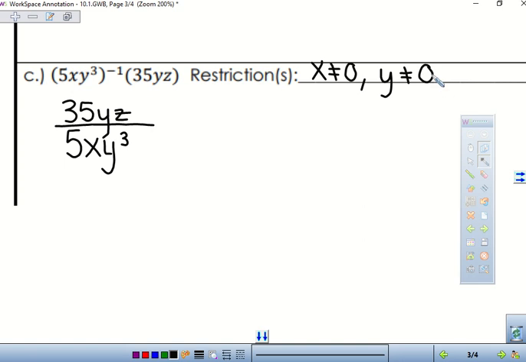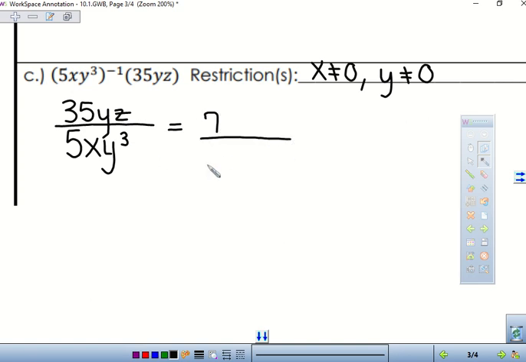Now here's what people were messing up last period. Can z be 0? Yes, z is okay because it's not in the denominator. Okay, you can have 0, it just can't be in the denominator. All right, so now that we simplify this, how many times does 5 go into 35? 7 times. Good. Let's go.